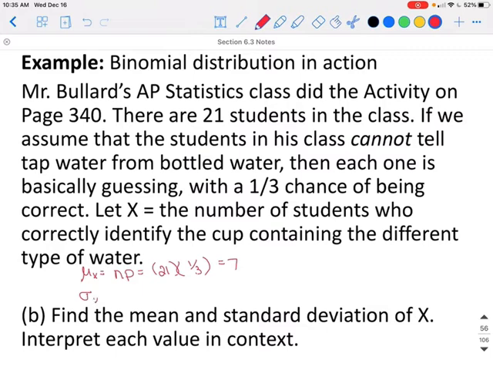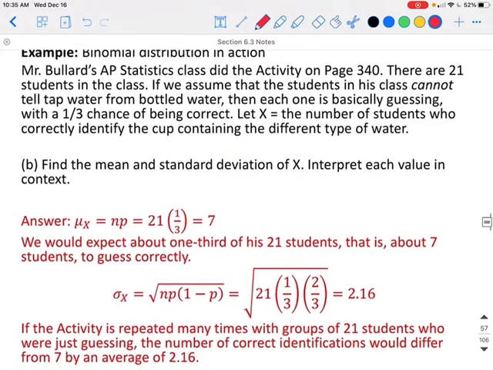To find the standard deviation, our formula is the square root of n times the probability of success times the probability of failure. So we're going to take the square root of 21 times 1/3 times 2/3. If the probability of success is 1/3, the probability of failure is 2/3, and that'll give us a value of 2.16. So if this activity were repeated many times with groups that included 21 students each who were just guessing, the number of correctly identifying students would differ from the average of 7 by about 2.16.